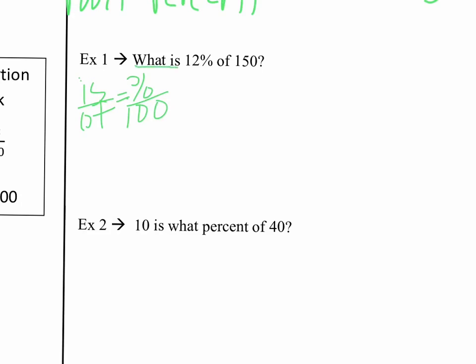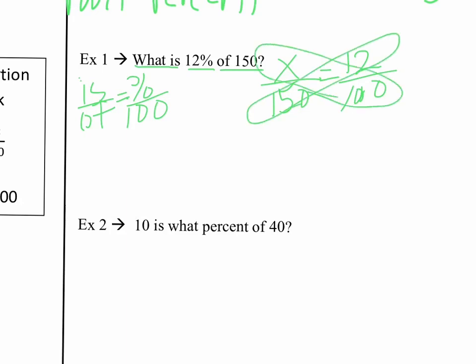What is 12% of 150? We're looking for the is. X over of, which is 150, equal to, do we have the percent? Yes, we do, and 12% means 12 out of 100. We solved this just like we did yesterday. With the cross products, we have 100x equal 150 times 12.